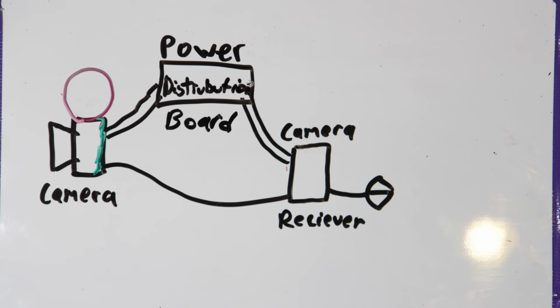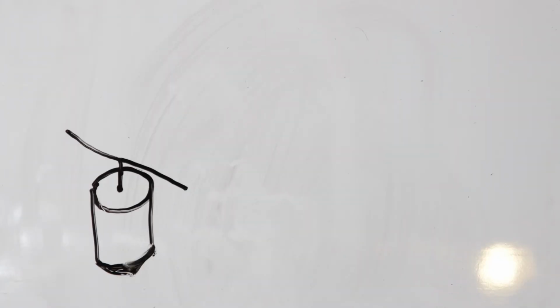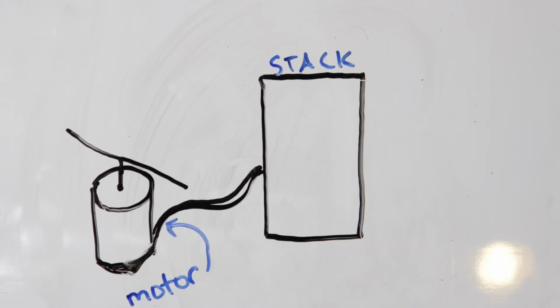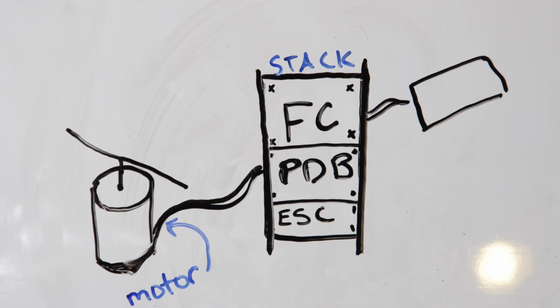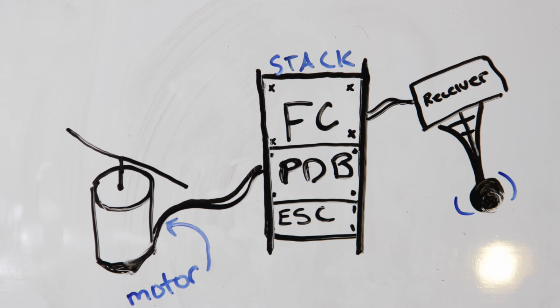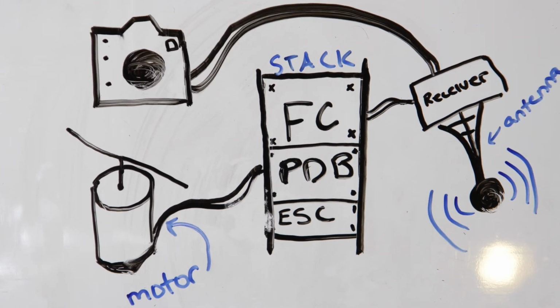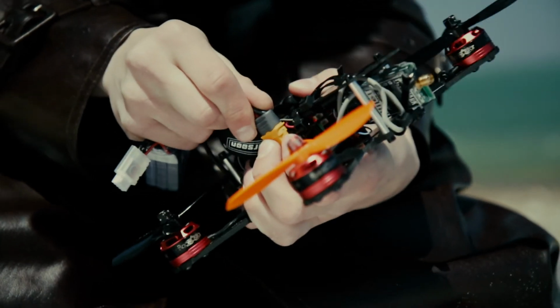Now to build. Once the drone is built, the motors, which contain the electromagnetic coils, are attached to a central zone called the stack, which contains the electronic speed controller, power distribution board, and flight controller. The flight controller is attached to a receiver which has an antenna to interact with the controller. Then, in the front, is the camera, which is hooked up to the camera receiver in the back.